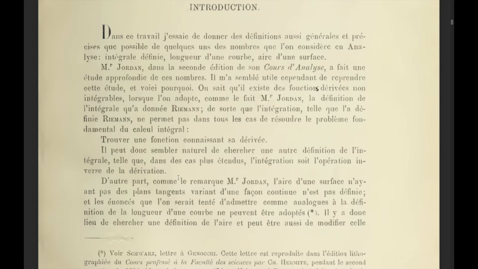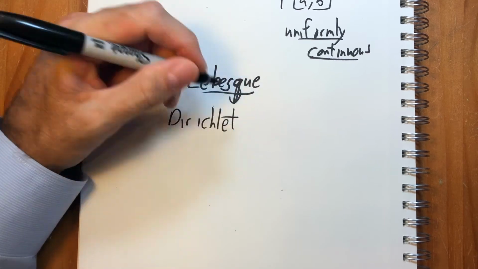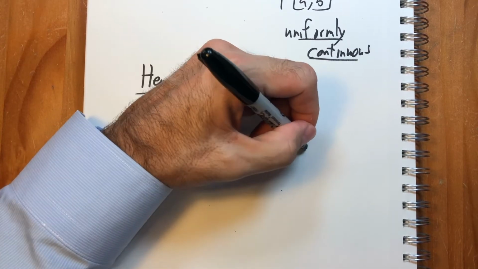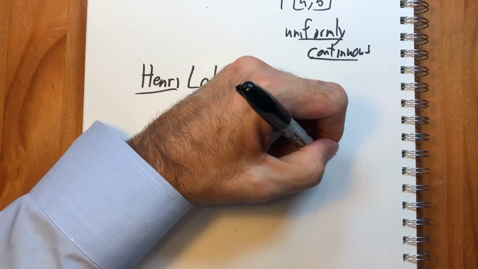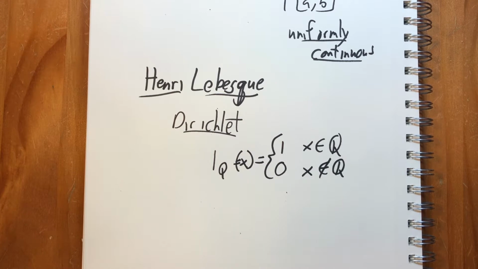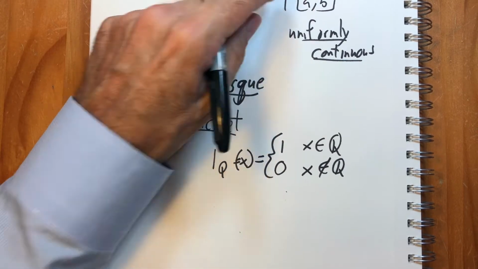Okay, so anyway. For instance, the Dirichlet function. Gustav Dirichlet was a German mathematician who lived from 1805 to 1859, so he's a little before Lebesgue. The Dirichlet function returns 1 if x is rational and 0 if x is irrational. And this is an example of a purposefully pathological function. This function is nowhere continuous, and it is not integrable using Riemann integrals.